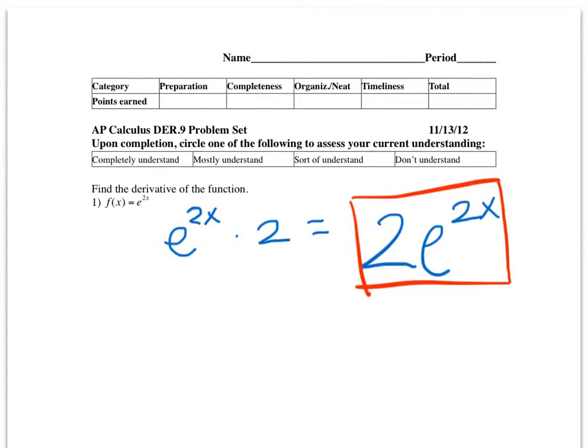And then the derivative of 2x is 2, so then you just multiply 2 times e to the 2x, and this is your answer.